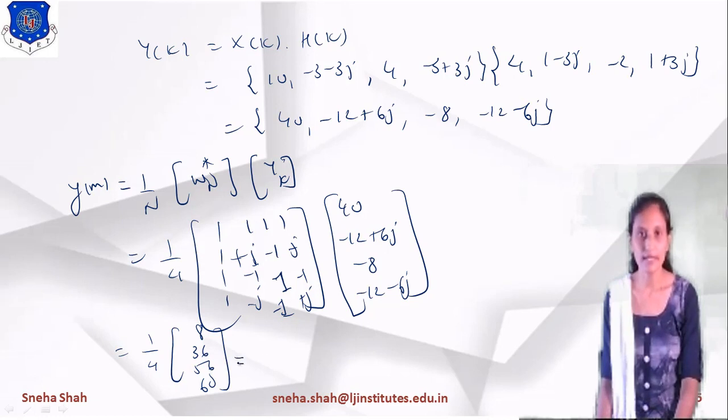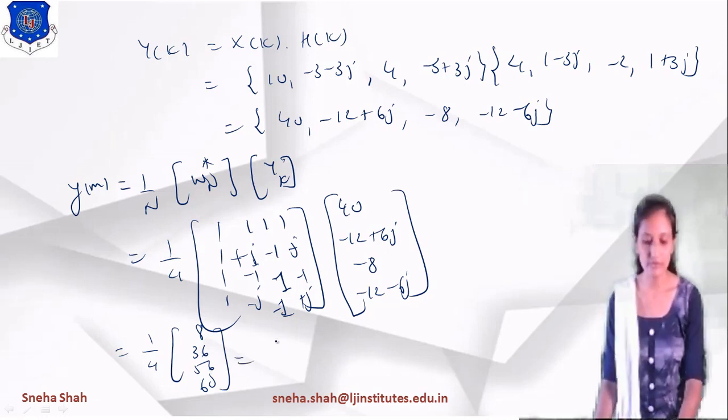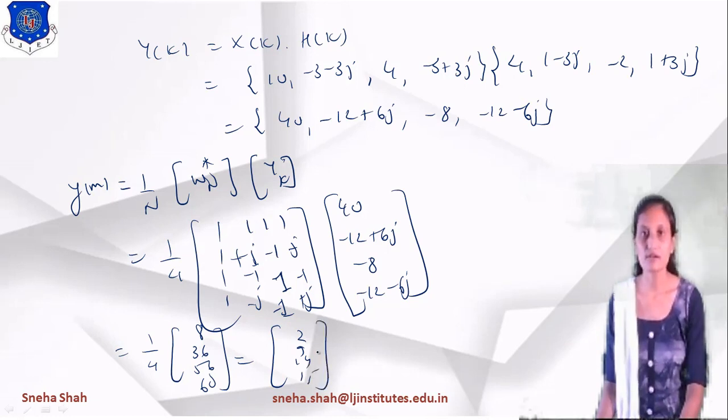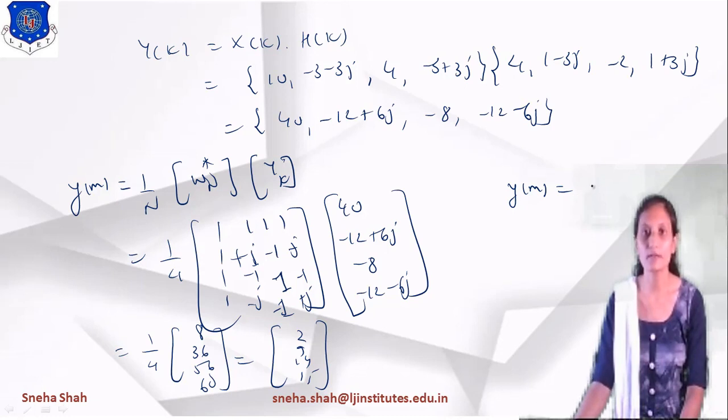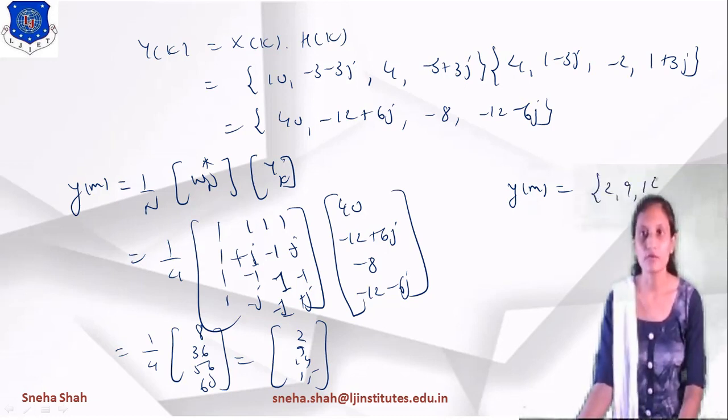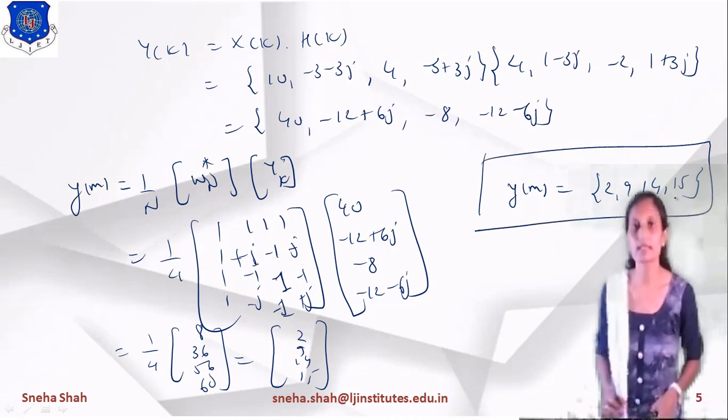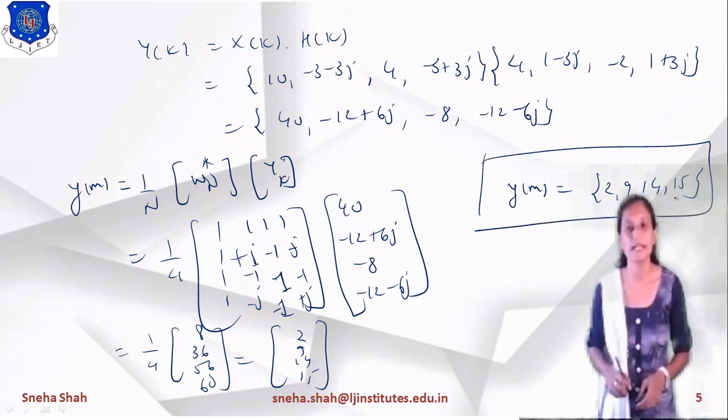Now this will be divided by 4, then the answer is 2, 9, 14, 15. So this is your final answer of convolution. So the final answer of convolution is y of n equals 2, 9, 14, 15. This way we can find the convolution, but by using the DFT, IDFT method.